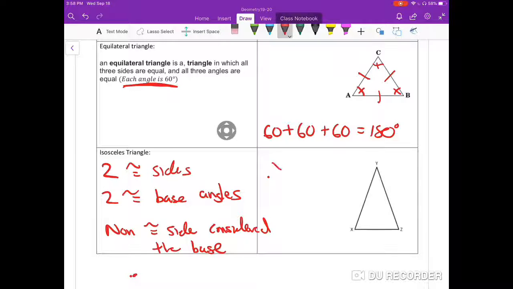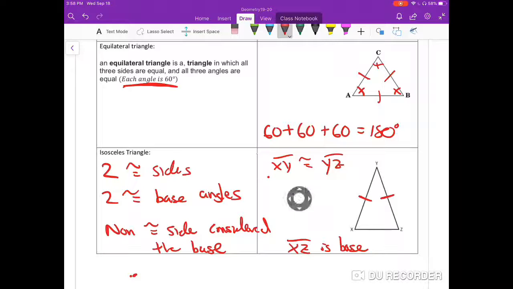So let's get an example here. Let's say that XY is congruent to YZ. So these are the same. That means my base is going to be XZ. That's going to be the base. Now, the base angles are the ones that touch the base. So the angles that are congruent are going to be angle X and angle Z. This will hopefully make a little bit more sense when we start to add some numbers to this and solve for some missing angles.